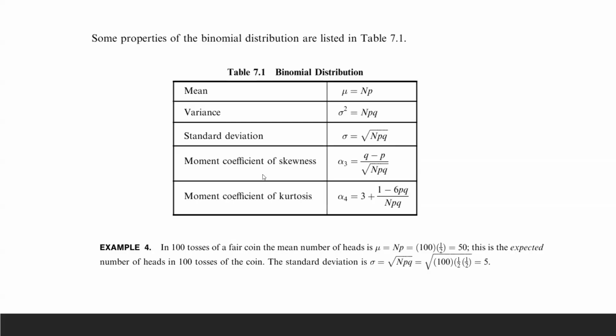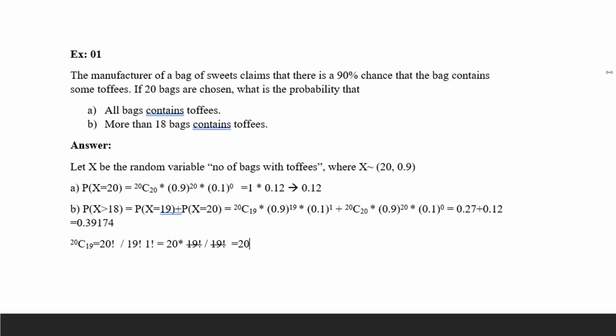Okay, now we can. Here is another example. The manufacturer of a bag of sweets claims that there is a 90% chance that a bag contains some toffees. If 20 bags are chosen, what is the probability that all bags contain toffees?